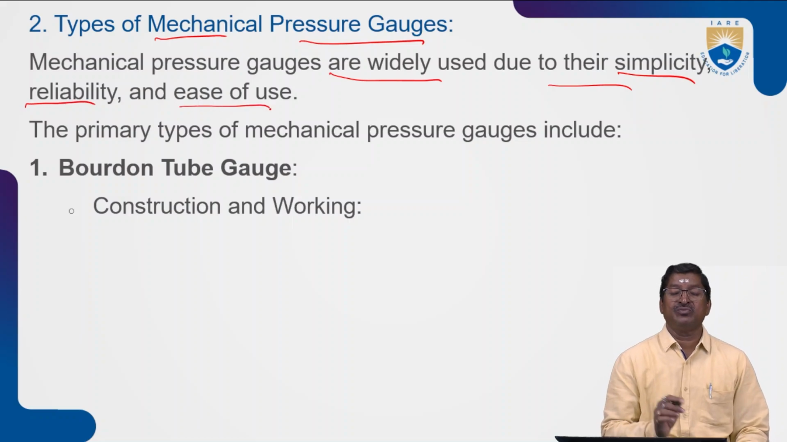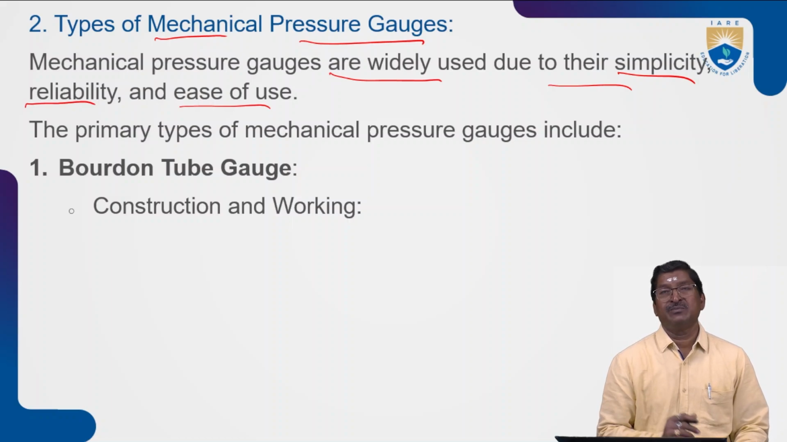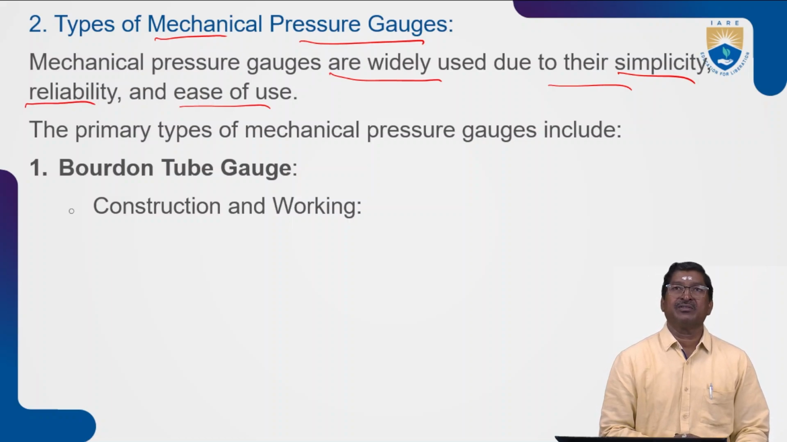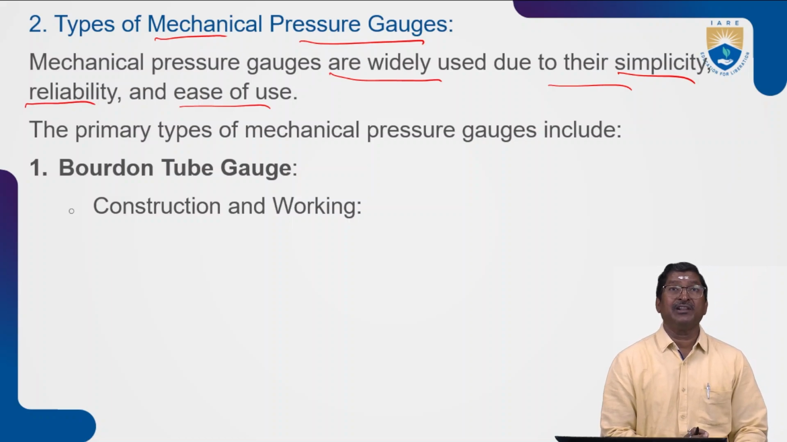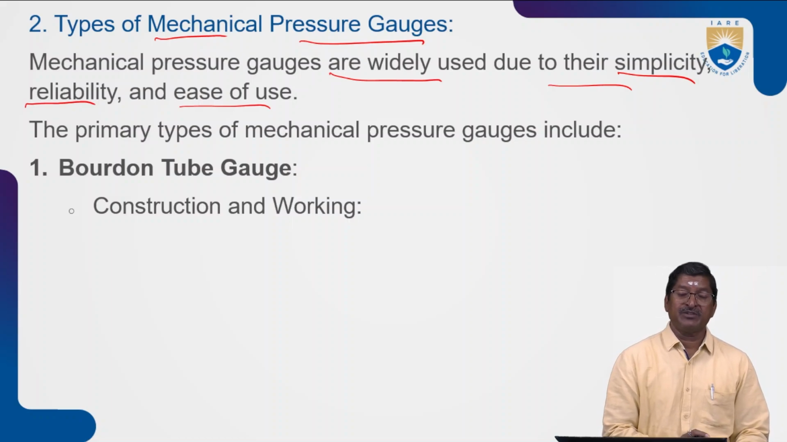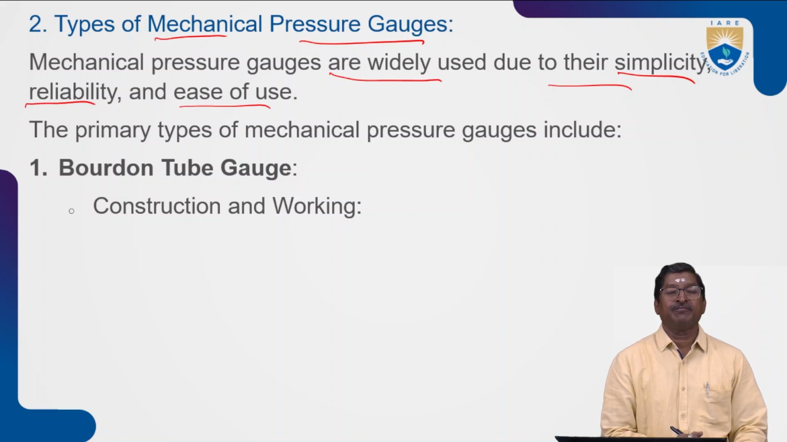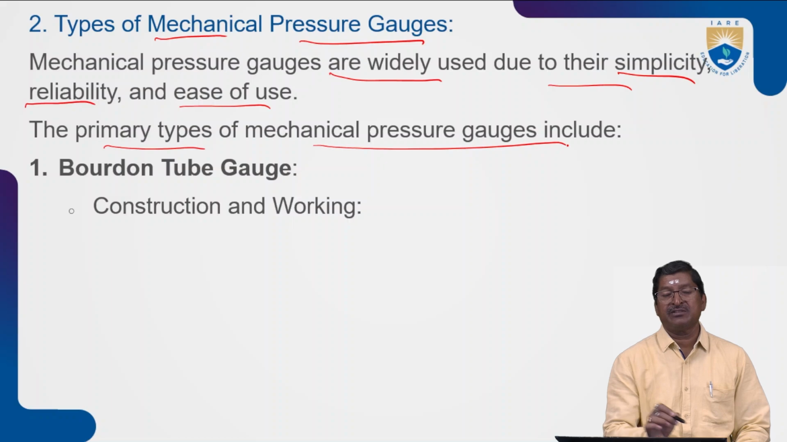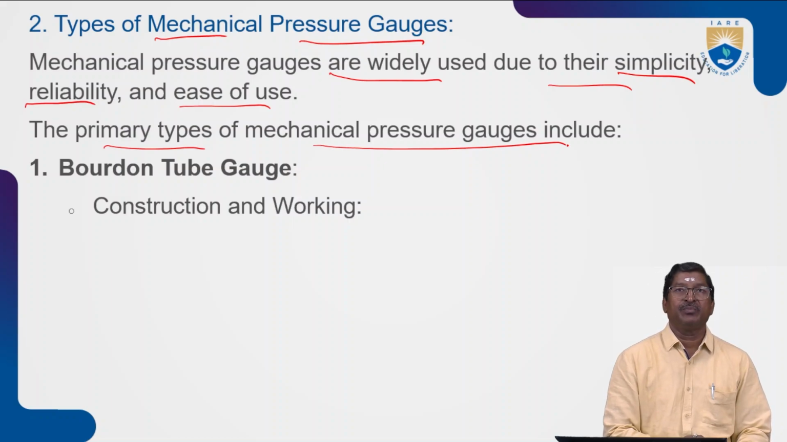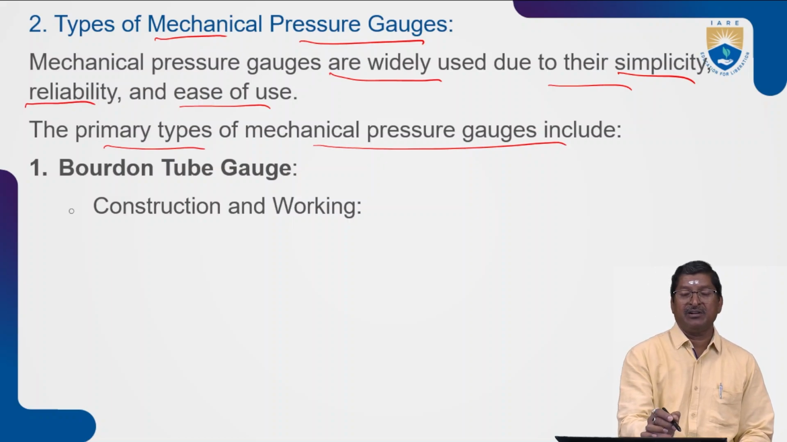So why are we using mechanical pressure gauges? Because of their simplicity, it is a very simple one, very easily available. And reliability: you will get the pressure measurement very accurately. And ease of use: everyone can use it easily. That's why mechanical pressure gauges are used. So what are the primary types of mechanical pressure gauges?